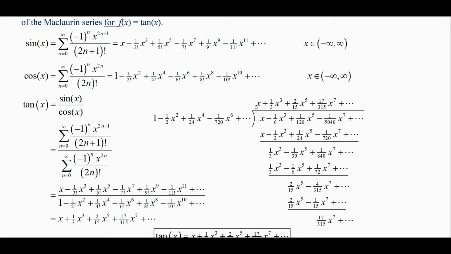X divided by 1 is x, x times 1 is x, x times negative 1/2 x squared is negative 1/2 x cubed, x times 1/24 x to the fourth is 1/24 x to the fifth, x times negative 1 over 720 x to the sixth is negative 1 over 720 x to the seventh. Now we need to subtract. This cancels out. Negative 1/6 plus 1/2 is negative 1/6 plus 3/6, which is 2/6. So that's 2/3 x to the third.